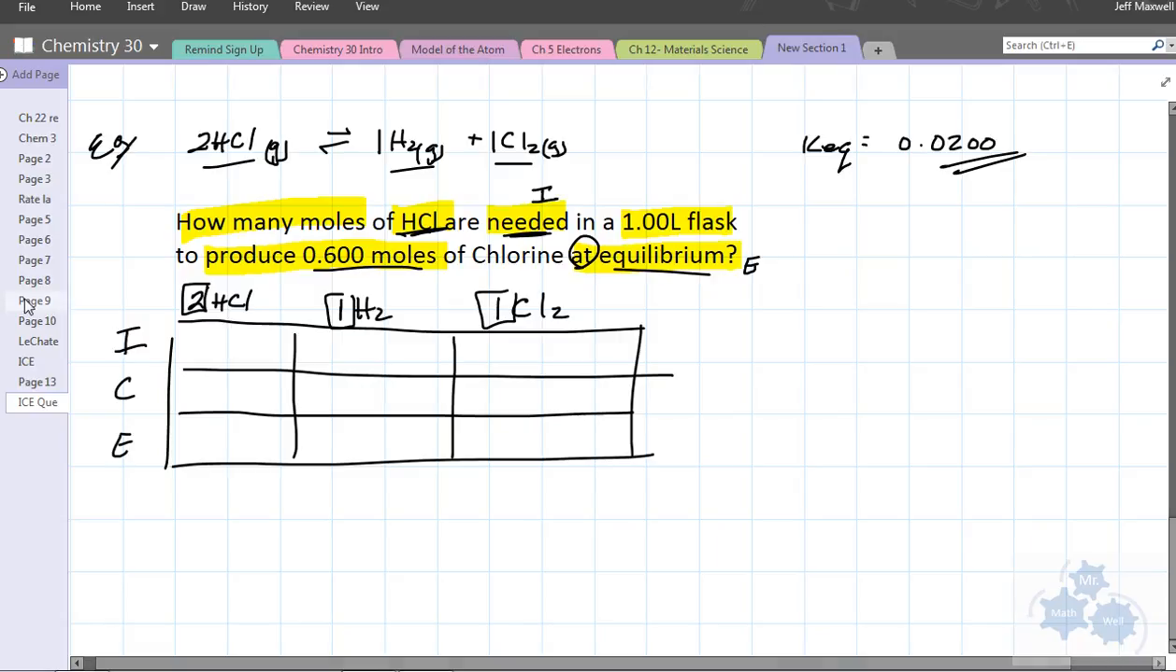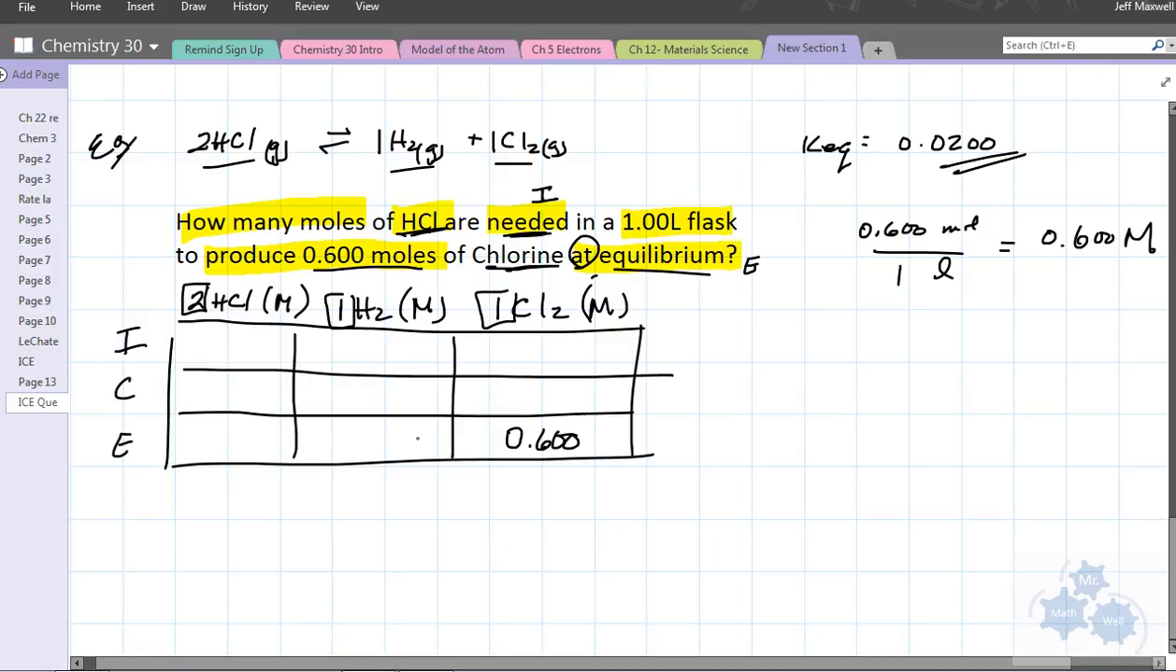All right, so what are we given? 0.6 moles in 1 liter. So remember, we have to have concentrations. So 0.600 moles in 1 liter, right? So what's that for a concentration? Well, 0.600 molar. It's in 1 liter, so it's the same concentration. And that is chlorine at equilibrium. So you're going to put that right here, 0.600 molar. Now, I don't often put the molars in the chart. You understand that everything has concentration, so you can do this if you want to remind yourself as well, but you don't have to. It's all molar.